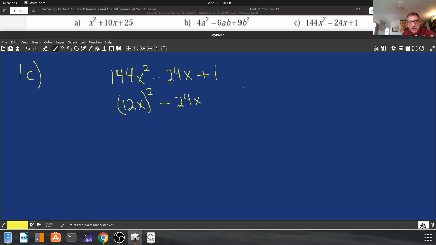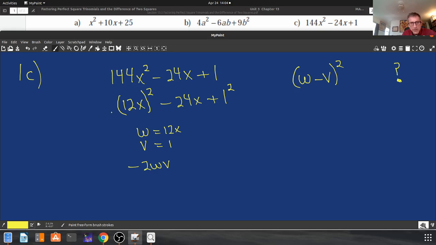What about my last term? This always gets a lot of students, but 1 is a perfect square. The square root of 1 is 1, so that's 1 squared. So my w is equal to 12x, and my v is equal to 1. So I have to check, since the middle term is minus, what is minus 2wv? And if it's not minus 24x, then I can't factor it. So basically, what I'm checking to see is, does this have a factorization in the form of w minus v squared?